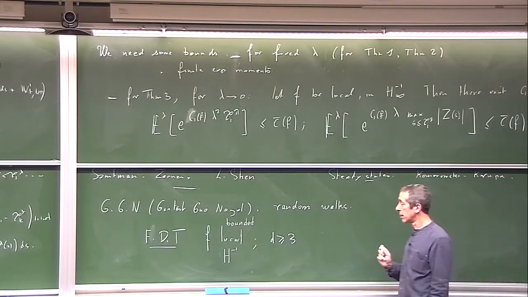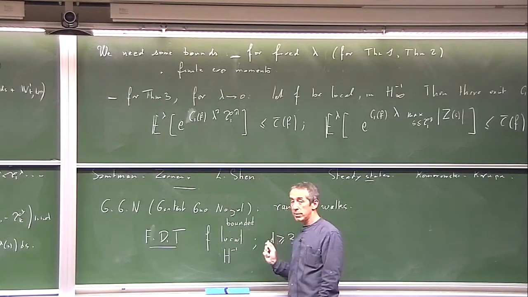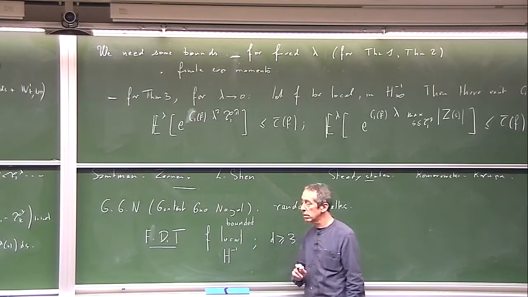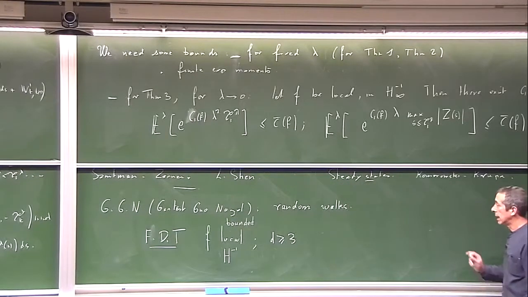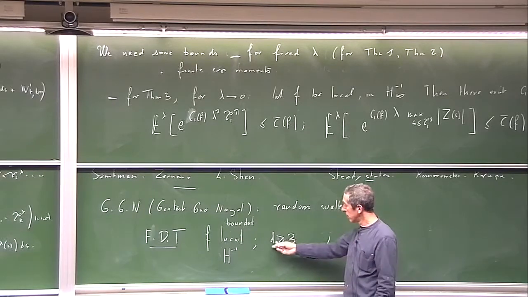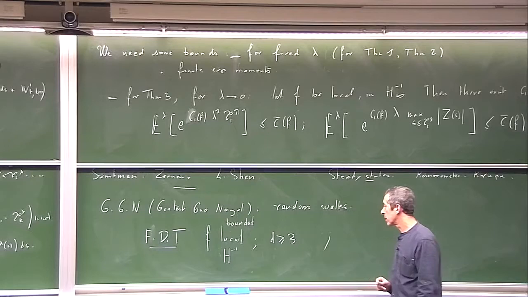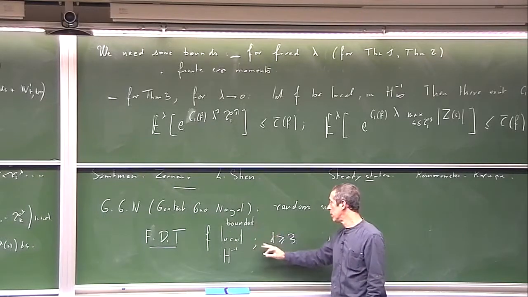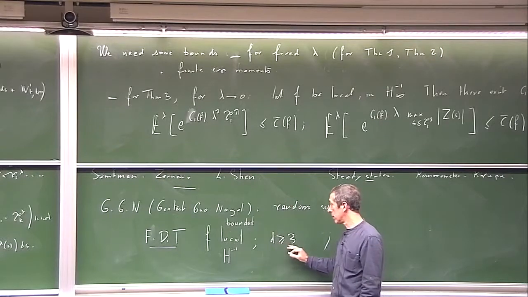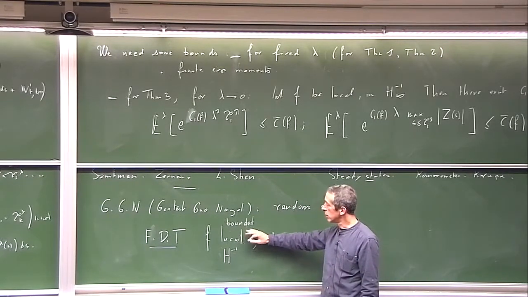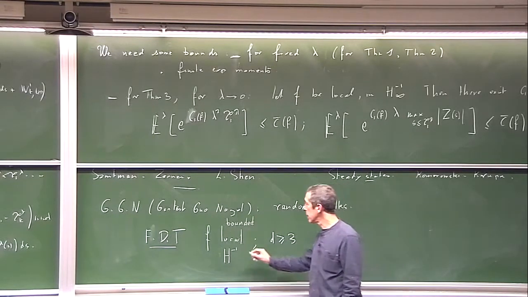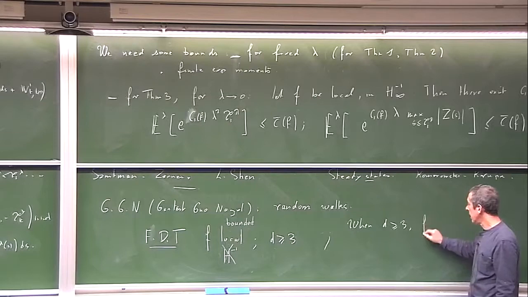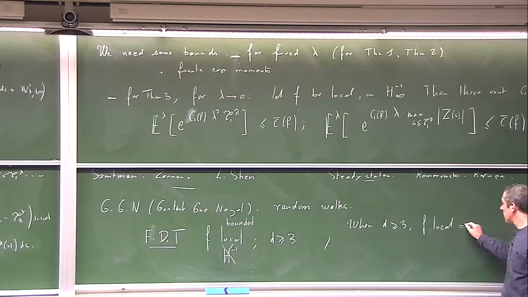So you see, it's a little bit different from what I stated, because it's actually better. Because in my statement, I didn't have the condition h minus 1. I had h minus 1 infinity. It's also worse in the sense that they have to consider the case where d is larger or equal than 3. So actually, this may not be the right way to state the theorem. This is the way they prove it. But if you are in dimension larger or equal than 3, and if you have, as we do, assumption A4, then a local function, which is bounded, is automatically in h minus 1. So you can erase this condition. When d is larger or equal than 3, then f local, maybe bounded, implies that f is in h minus 1.